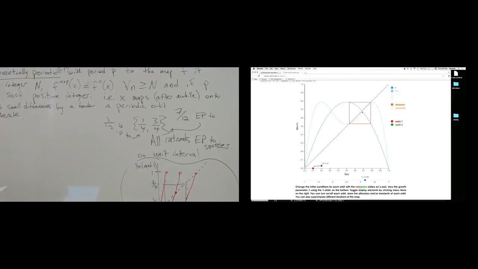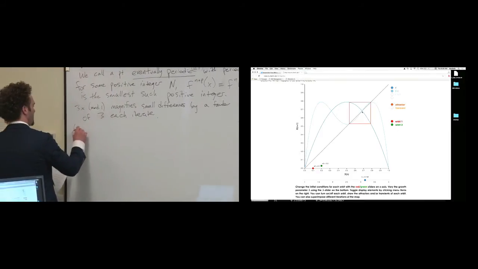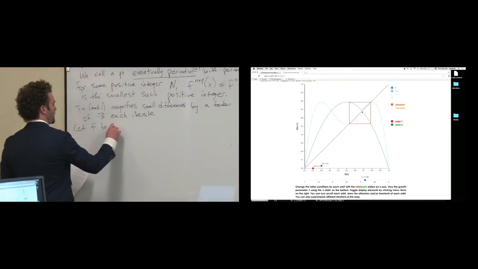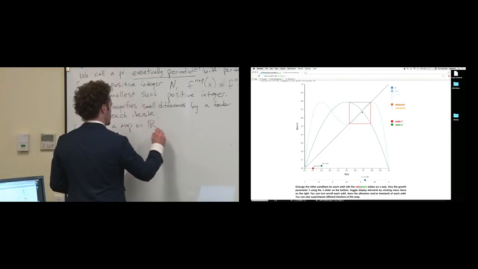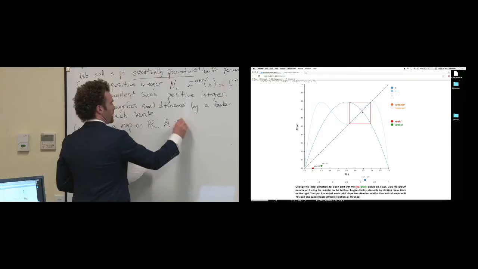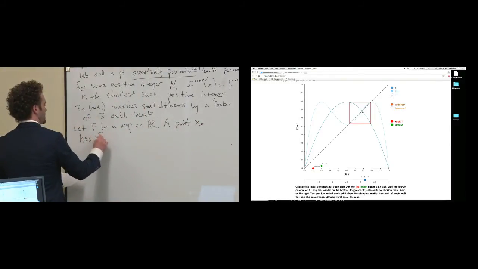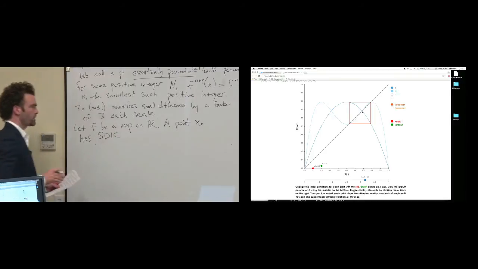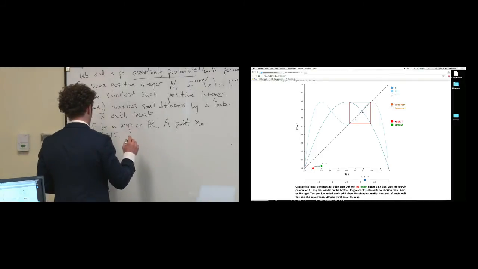All right, sensitive dependence, we've got to define that. We'll let f be a map on R. A point x0 has this SDIC property. It's a property of points, not maps. SDIC, and we'll write it down in math and then we'll explain it.